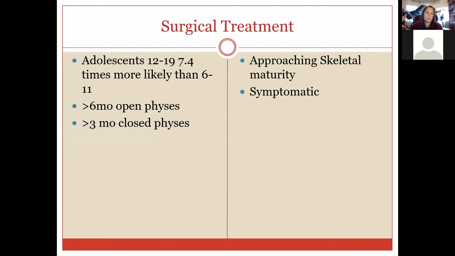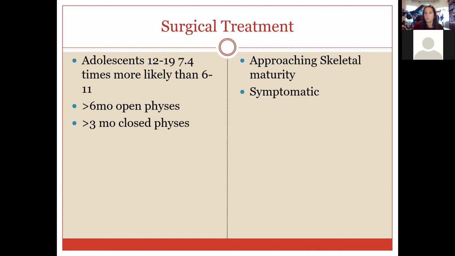Older kids are more likely to need surgical treatment, especially beyond skeletal maturity. They just don't have the healing potential of a younger kid. One of my criteria for kids who need surgery is symptomatic lesions that have been present for more than 6 months with open physes. For closed physes it's 3 months, though I'm probably still going to go closer to 6.